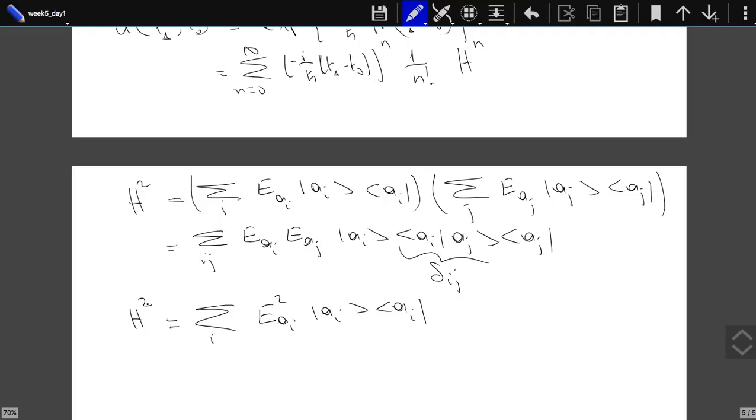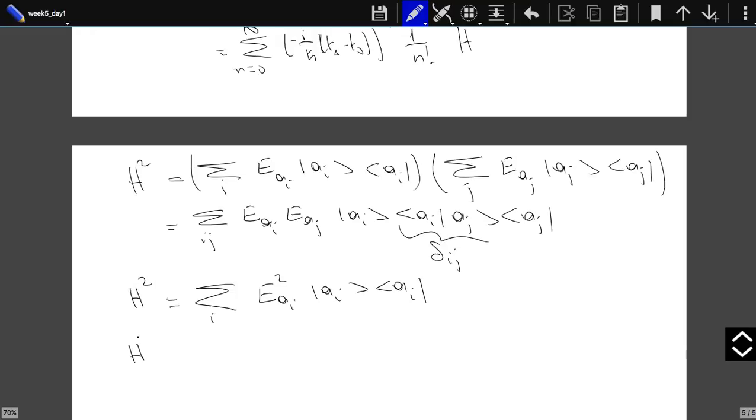Well, basically I could have just written this out straight away because I know that the a_i are the eigenkets of the Hamiltonian, so they are the eigenkets of the Hamiltonian squared also. And the corresponding eigenvalue is nothing but the energy squared. So this is the eigenvalue of H squared, times the corresponding bra. And in general, we can generalize this to H to the power n as an operator, which is nothing but the energy of the ket a_i to the power n, |a_i><a_i|.